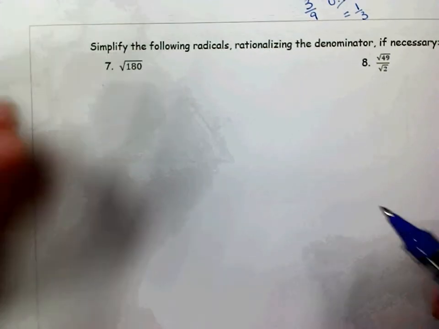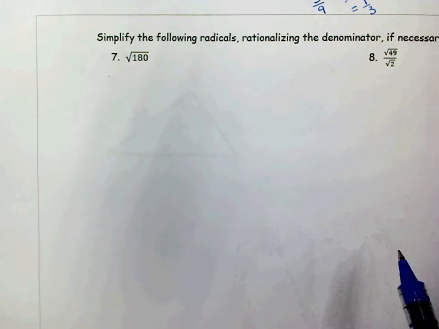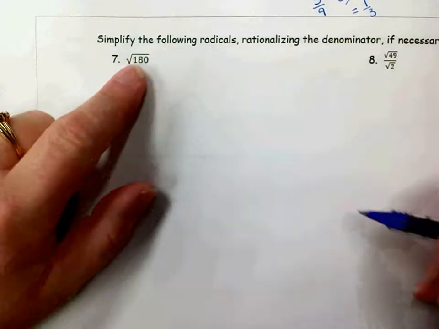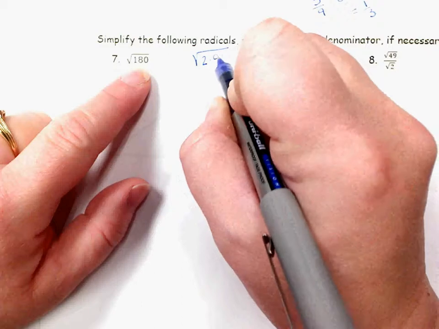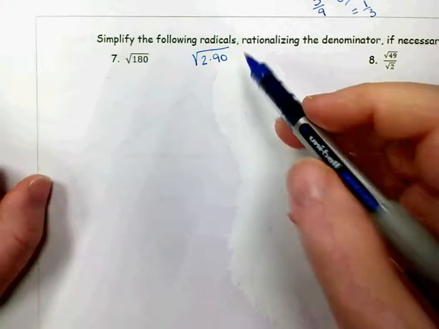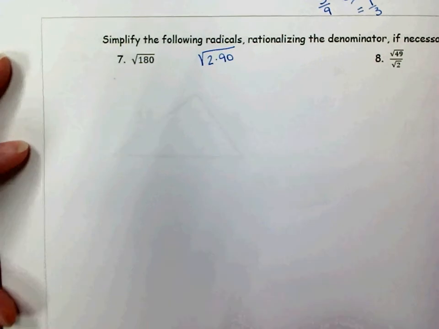So you're going to separate 180 into two things that multiply to get 180, but one of them is a perfect square. So please don't just change it to anything. I wouldn't change 180 into 2 times 90. That's not helpful. 2 and 90, neither one are perfect squares. So you need to know your perfect squares, okay?